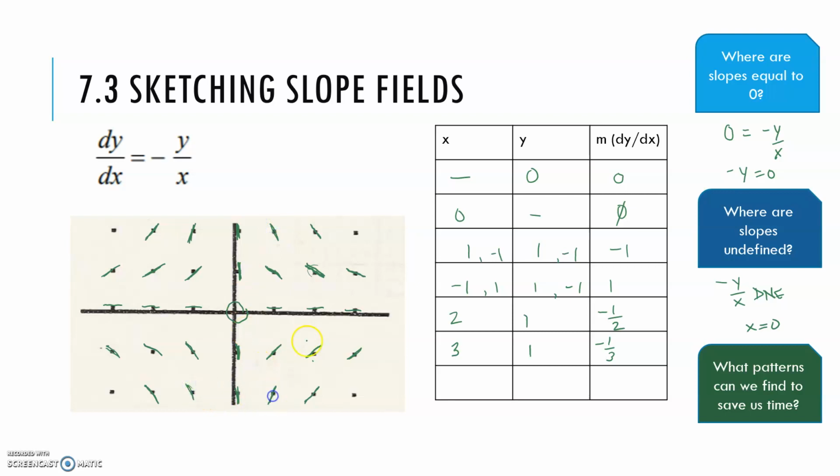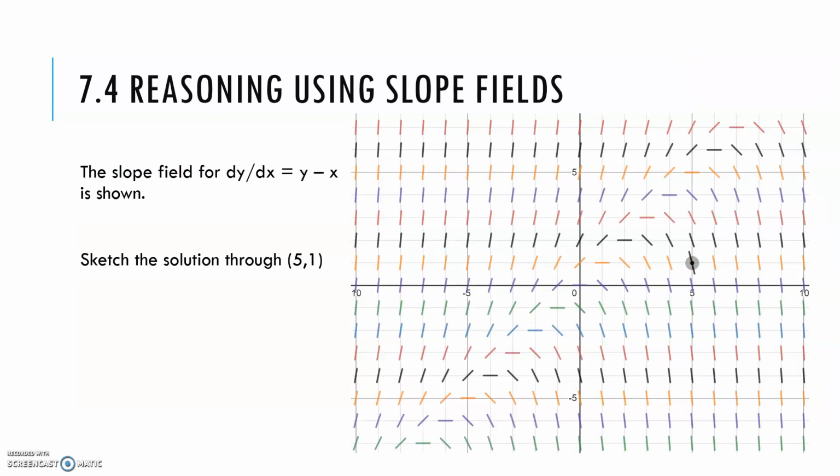And so I don't know about you, but I'm starting to see that this slope field looks like it would graph the hyperbola function. Looks like it would graph kind of that 1/x, right? All right. So that would be sketching a slope field.